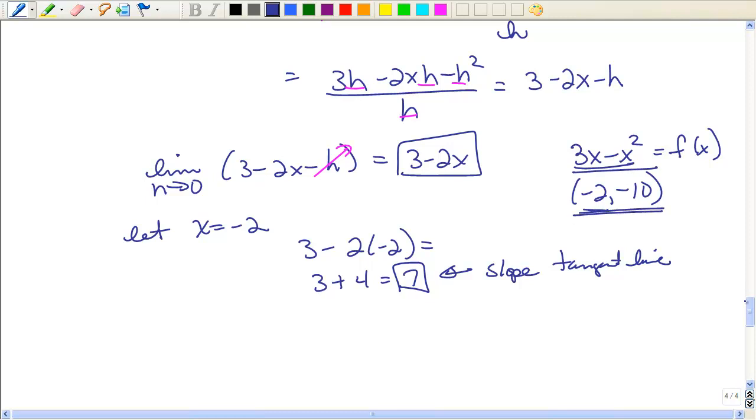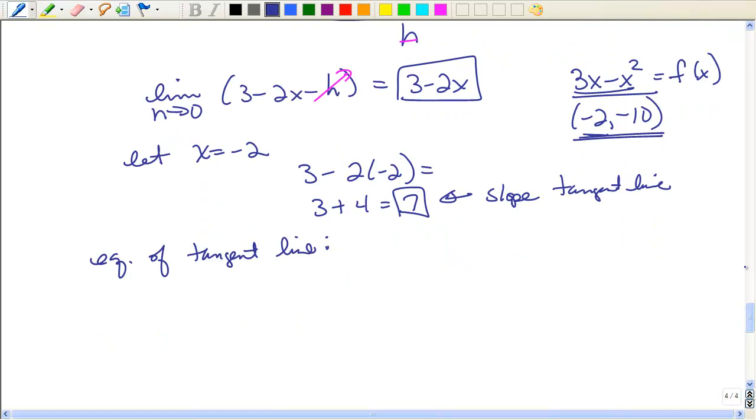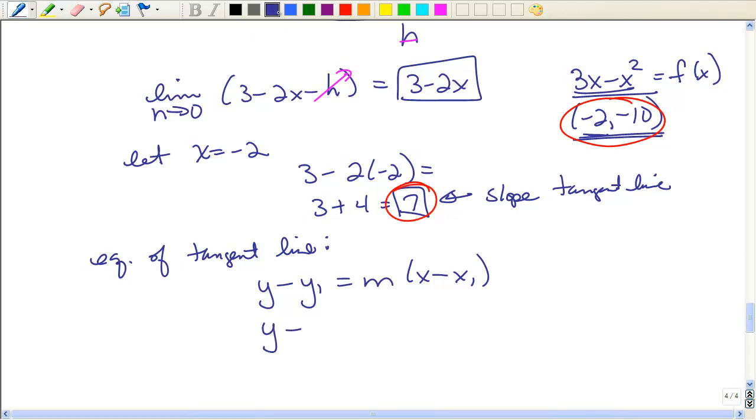Now I want to determine an equation of the tangent line. So now I've got to go back to some really basics. I've got to know how to find an equation of a line. I'm going to use the point-slope form because I have a point and I have a slope. That's very convenient. So I have y minus negative 10 equals the slope times x minus negative 2.